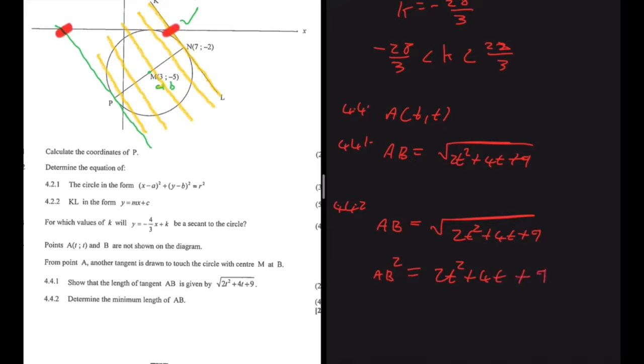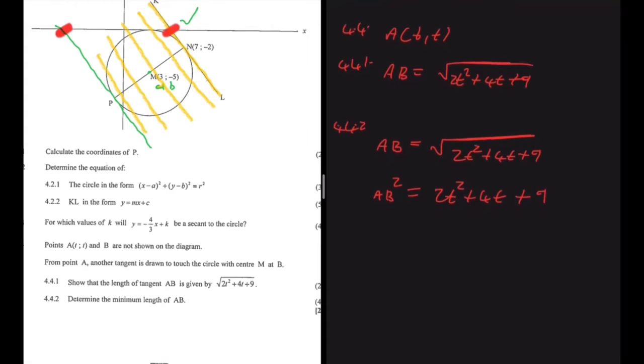Since we're looking for the minimum length, I can differentiate this and equate it to 0, right? Because let me show you something. This graph is going to be concave up, right? If it's concave up, then at the turning point we're going to have the minimum value, right? So we can differentiate this and equate to 0 and then find the value of t at which we are going to have the minimum value, right?